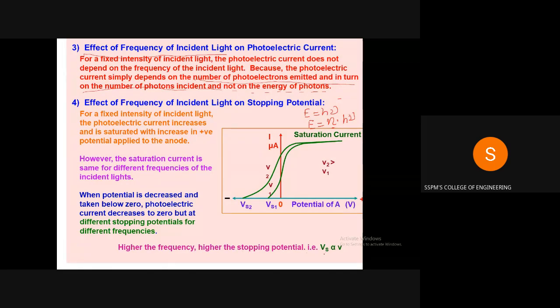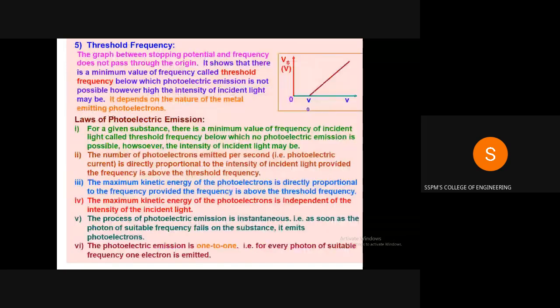That is, stopping potential is directly proportional to the frequency of the photons. That is the effect of frequency of incident light on stopping potential. Next, what is threshold frequency?